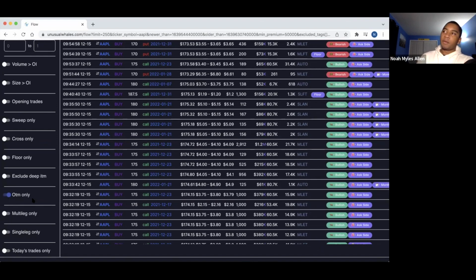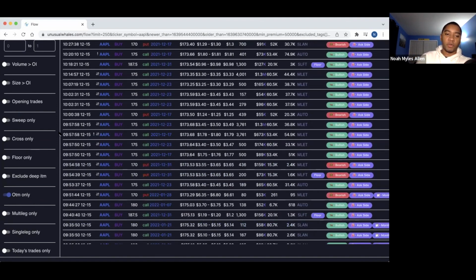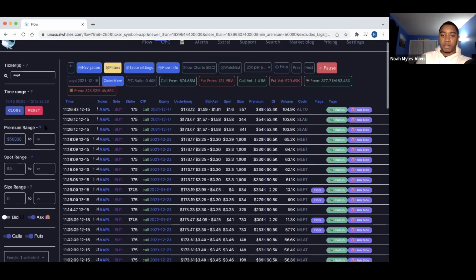I know sometimes, particularly in these large cap names, you'll see a lot of deep in the money options trades. That's not what I want to see. I want to see people who are making directional bets on a stock, right? Expecting it to move and expecting it to move soon with that 45 day to expiration range.